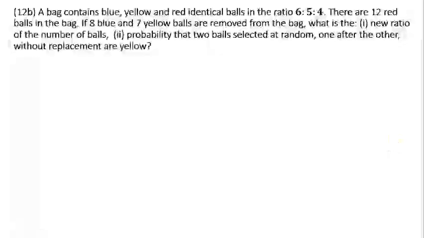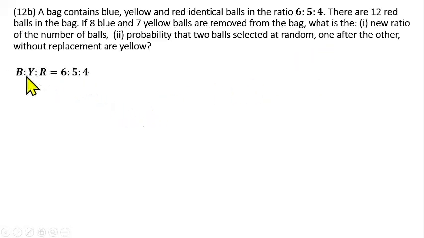Question number 12B is from probability. We are told that a bag contains blue, yellow and red identical balls in the ratio 6 to 5 to 4. There are 12 red balls in the bag. If 8 blue and yellow balls are removed from the bag, what is the new ratio of the numbers of balls? Then find the probability that 2 balls selected at random, one after the other without replacement, are yellow. Like I said, the question is from probability and is related to ratio as well.